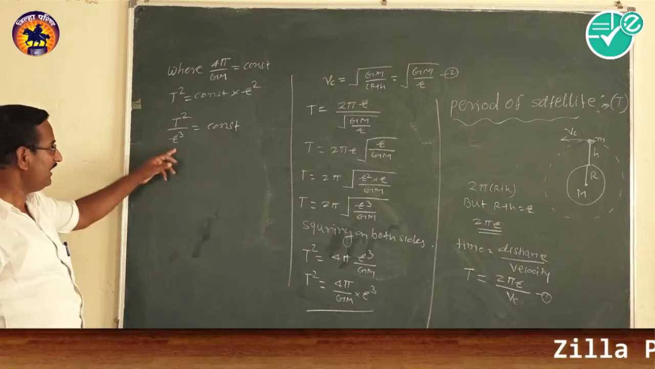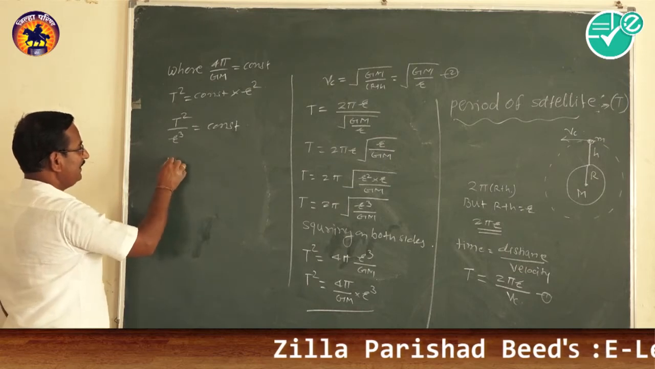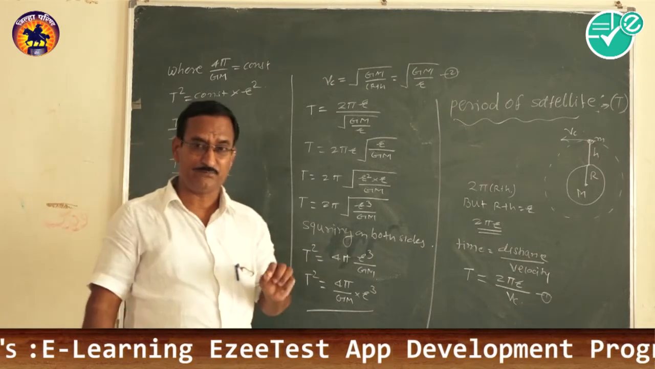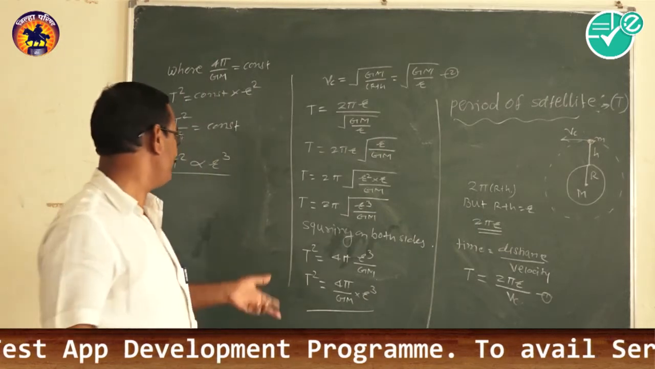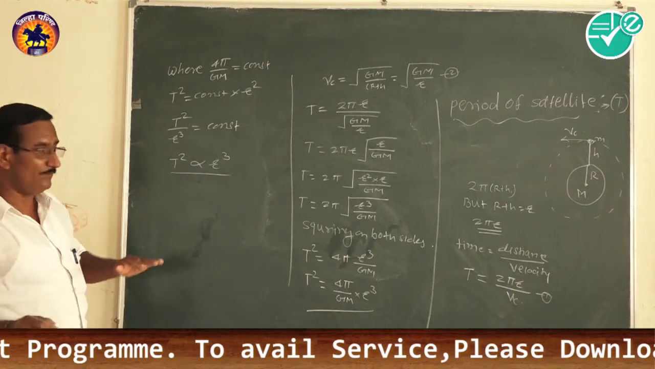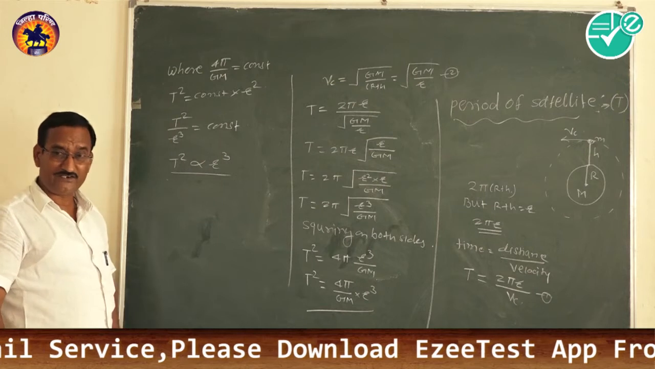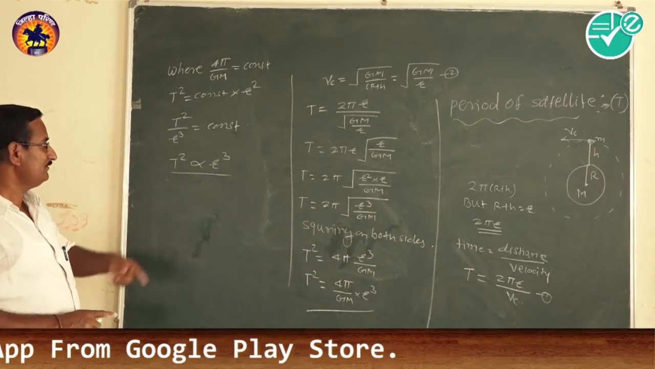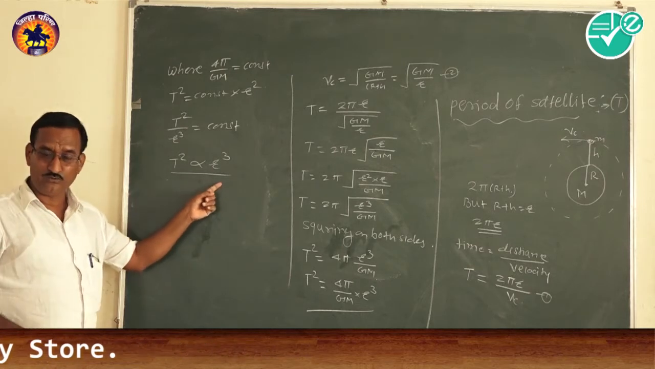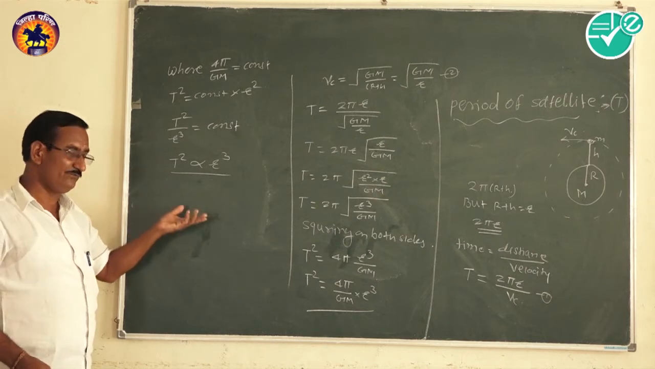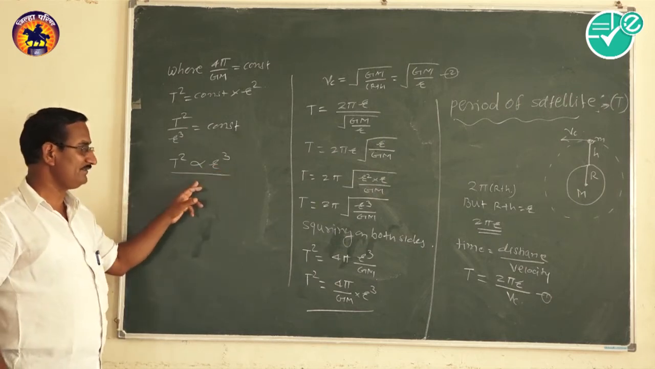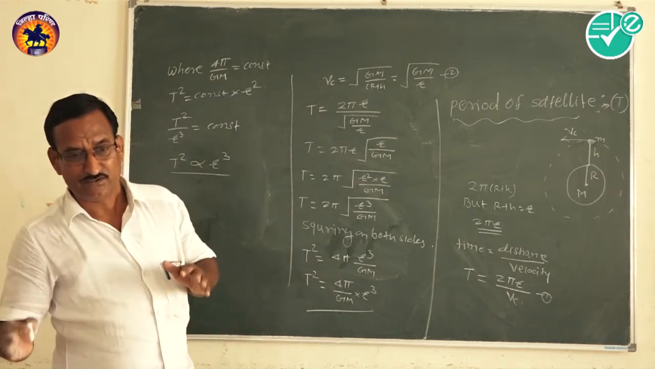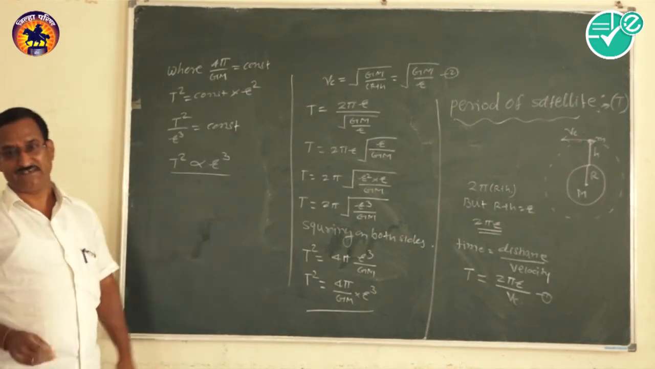From this equation we conclude that T square is directly proportional to r cube, which means the square of the period of the satellite is directly proportional to the cube of the radius. If the orbit of the satellite is large, then the period of the satellite around the Earth on that orbit is also large. Again, what is the effect of acceleration due to gravity on the period of the satellite?